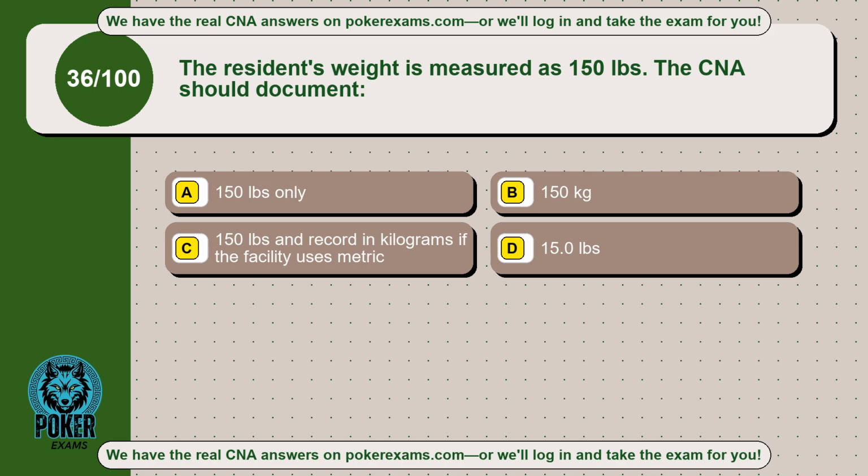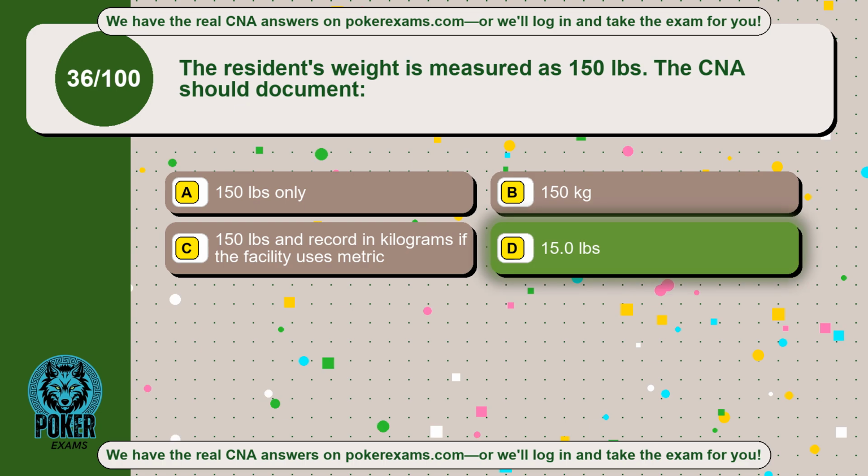Question 36. The resident's weight is measured as 150 pounds. The CNA should document: Option A. 150 pounds only. Option B. 150 kilograms. Option C. 150 pounds and record in kilograms if the facility uses metric. Option D. 15.0 pounds. The correct answer is option D.